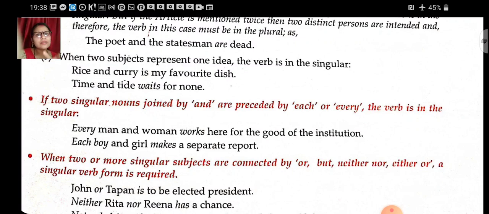Now in a class, obviously, that is a common thing. Boy should be there, girl should be there. So it will be calculated as one. So each boy and girl makes a separate report. Hope it is clear to you.